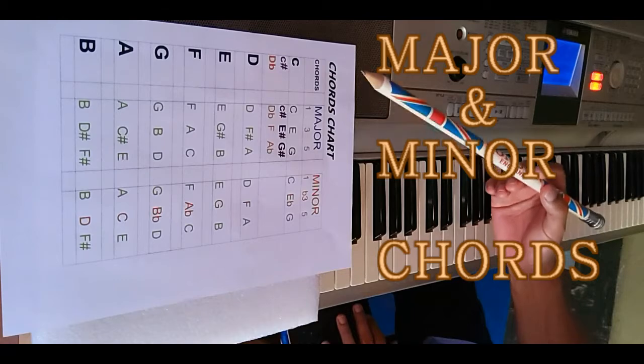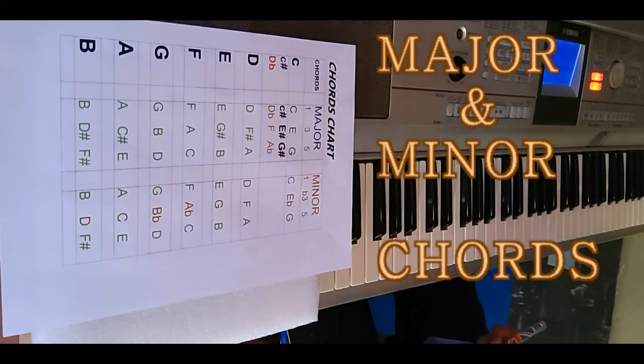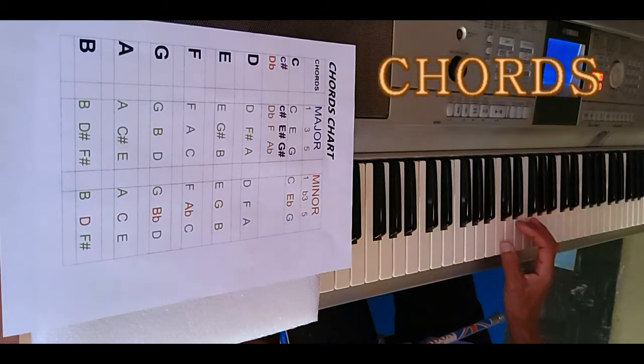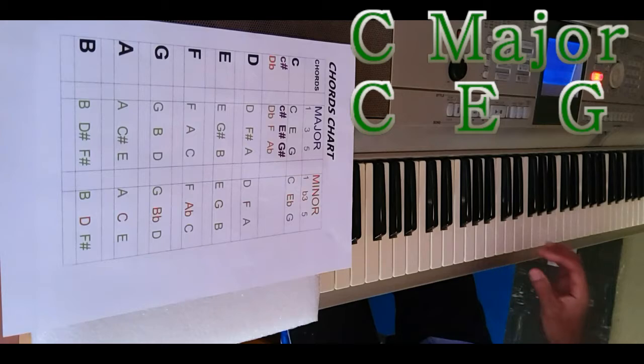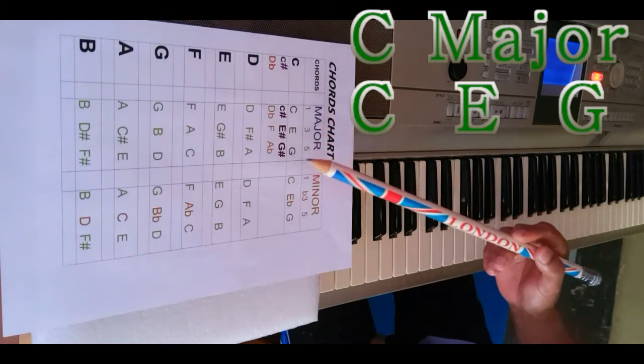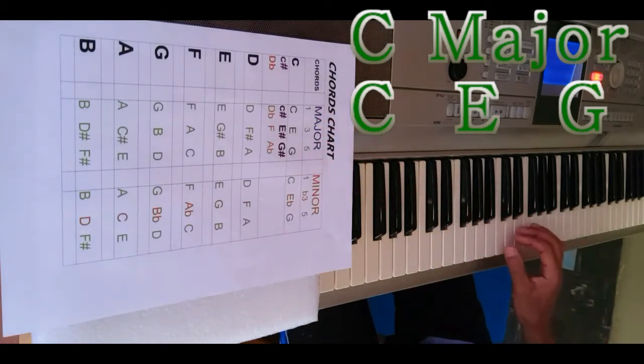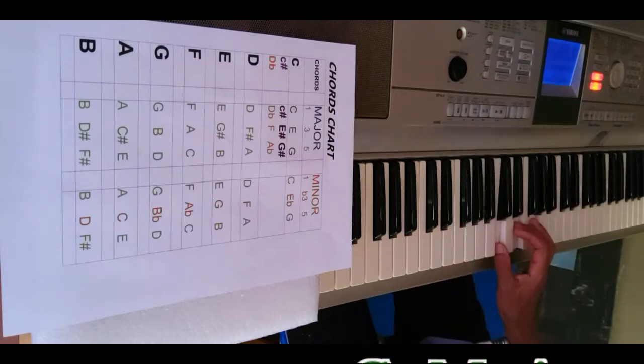First of all, let's learn the C chord, C major. Here is my C, E, and G. Press together. You have a C chord. You have to learn it by heart. Here it is. C, E, G. 1, 3, 5 from the scale. First note with a thumb, third note, and fifth note.